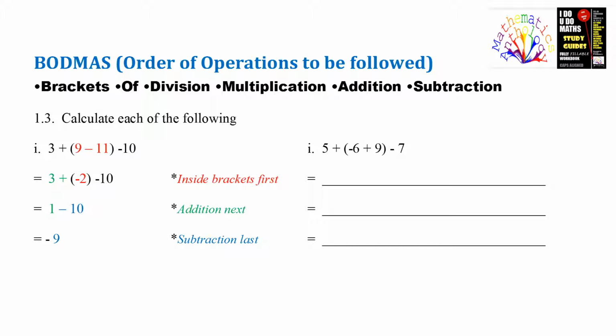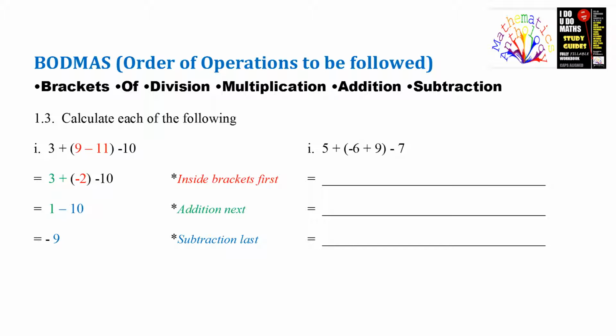3 plus, in brackets 9 minus 11, out of the brackets, negative 10. So we have 3 plus. We always work with the brackets first. So we simplify whatever is inside the bracket first. So 9 minus 11 inside the bracket will give me negative 2. So our next line there is 3 plus negative 2 minus 10.